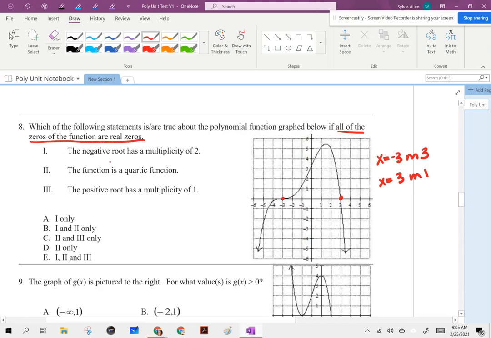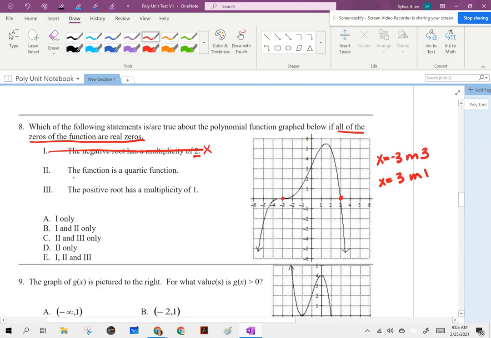The negative root has a multiplicity of 2. Well, we know that that can't be true. Multiplicity of 2 is going to be where it bounces back, or in vocabulary words, it's going to be tangent to the x-axis, and that is not true. It's actually an inflection point.